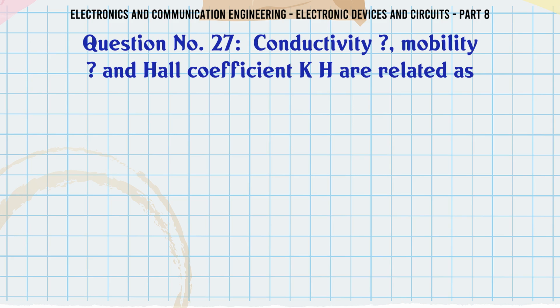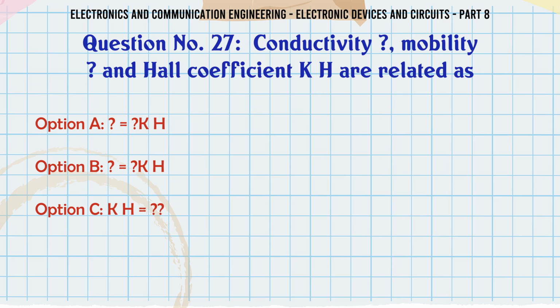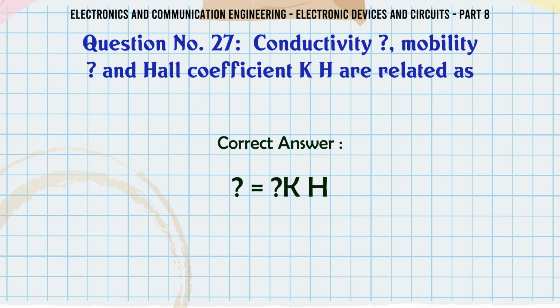Conductivity, mobility and Hall coefficient Kh are related as A. Kh, B. Kh, C. Kh, D. Kh. The correct answer is Kh.